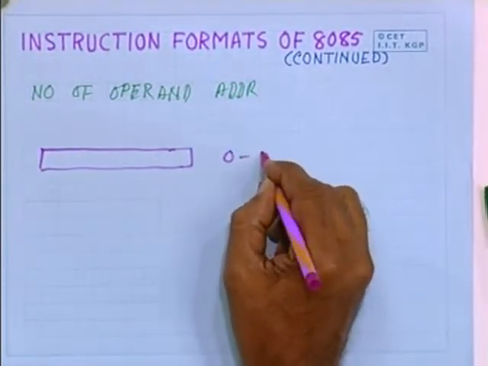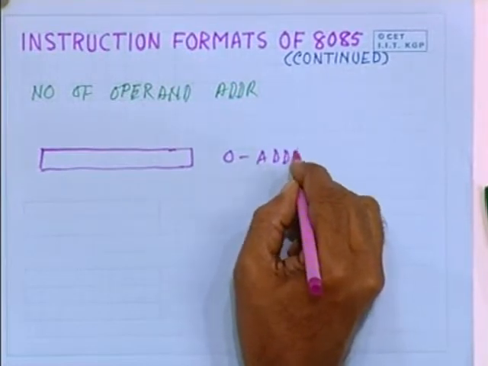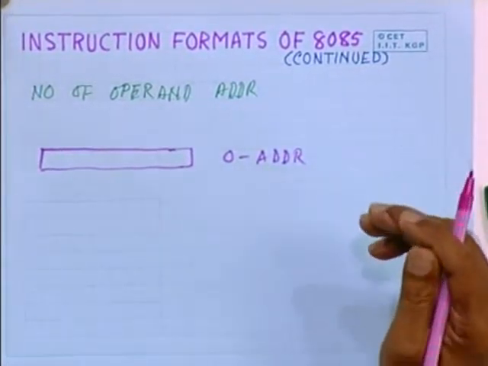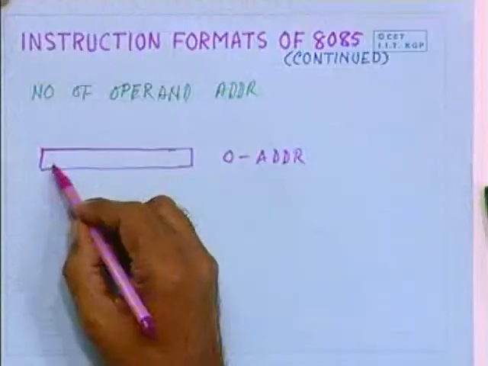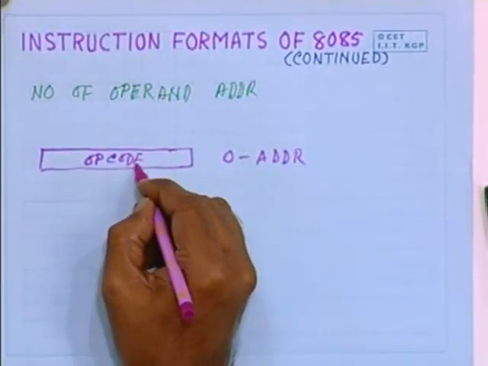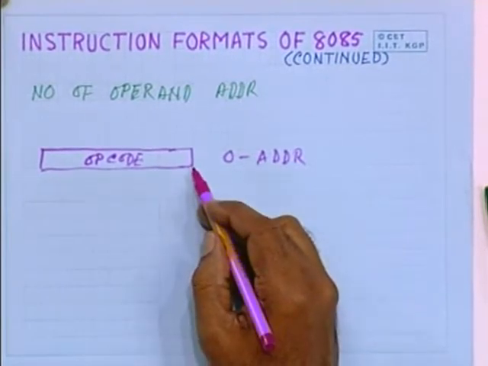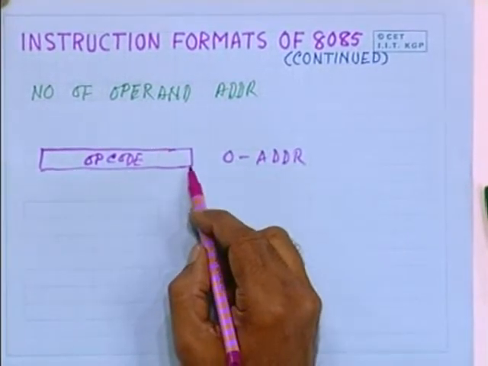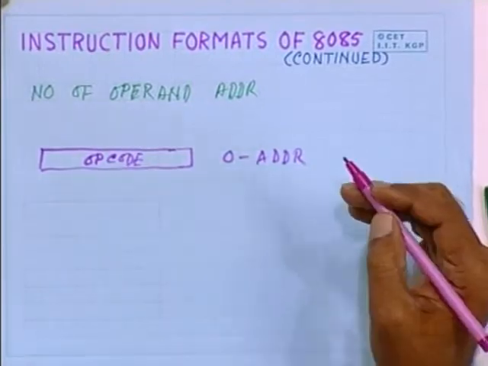zero address. There is no need to explicitly specify any address in this particular format. So it is only the opcode. How do you specify the operands? The operand addresses are specified implicitly. As you have seen, the accumulator is always the source of one of the operands.